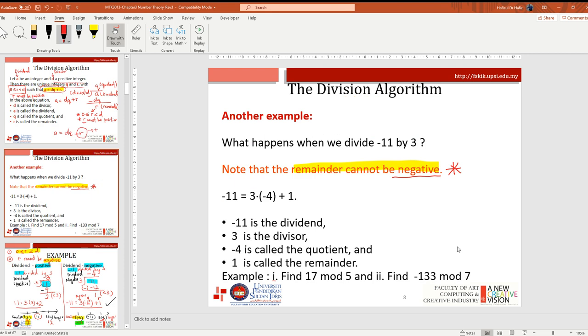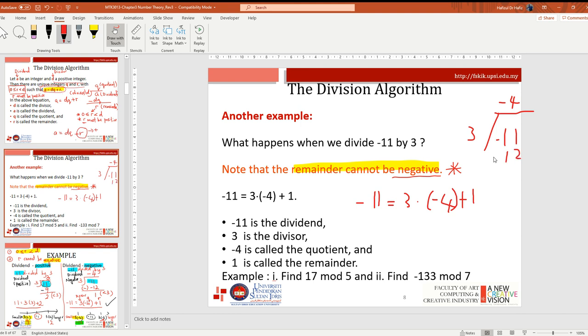Okay, and then note that the remainder cannot be negative. What happens when we divide negative 11 by 3? Negative 11 is equal to 3 multiplied by negative 4 plus 1. As you can see, negative 11, we divide by 3, with quotient negative 4, giving negative 12.